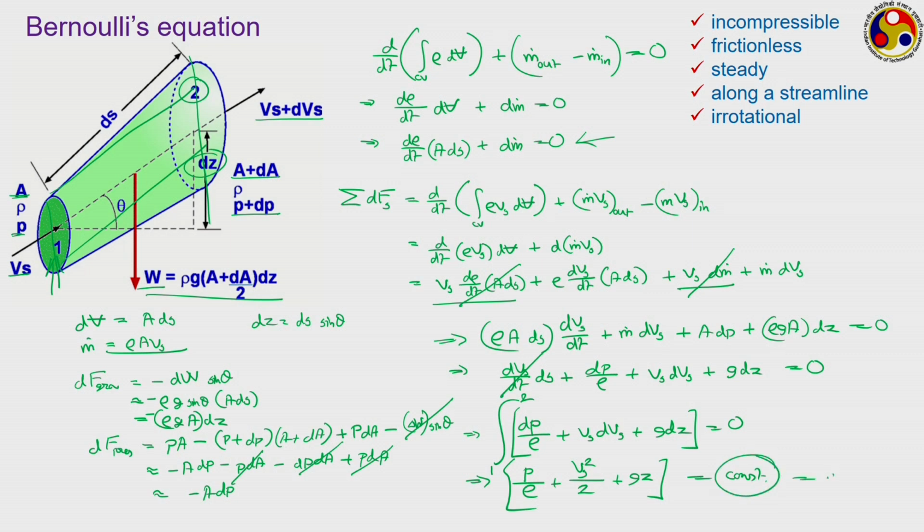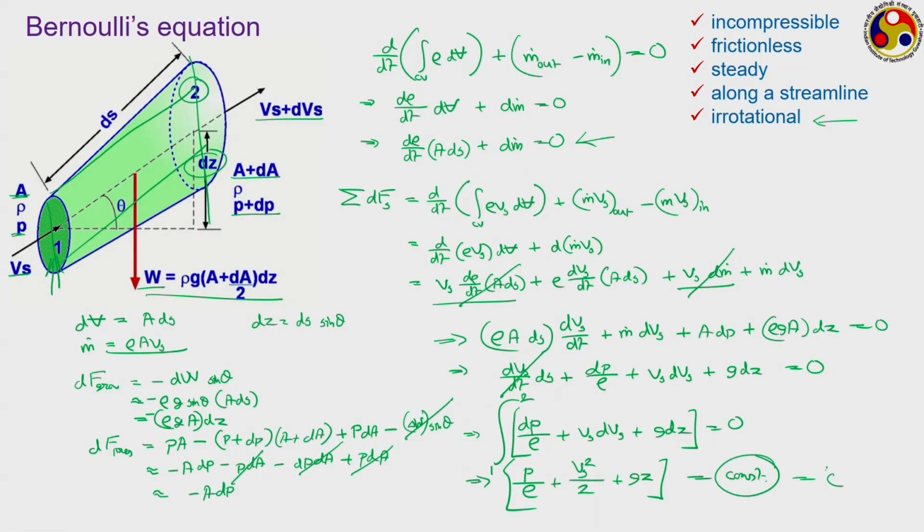Now, the value of this Bernoulli's constant C will vary from one streamline to another, because what we have here is a summation of three quantities which actually refer to energy. The first one refers to the pressure energy, the second one refers to the kinetic head, and the third one refers to the potential head. So this C is a summation of the energy content of the fluid along a particular streamline, which remains constant if we are talking about a frictionless flow situation. However, the energy content may vary from one streamline to another.